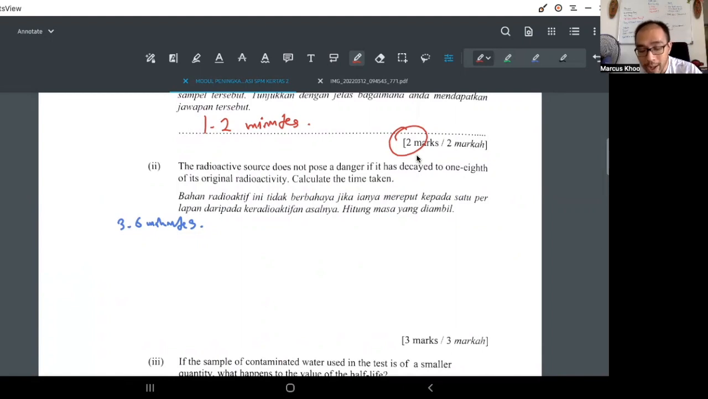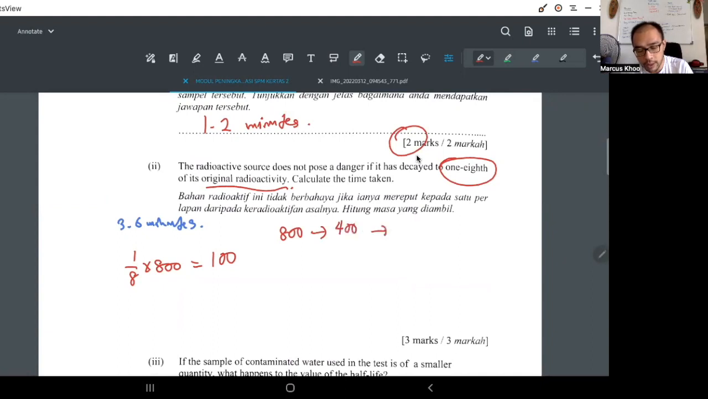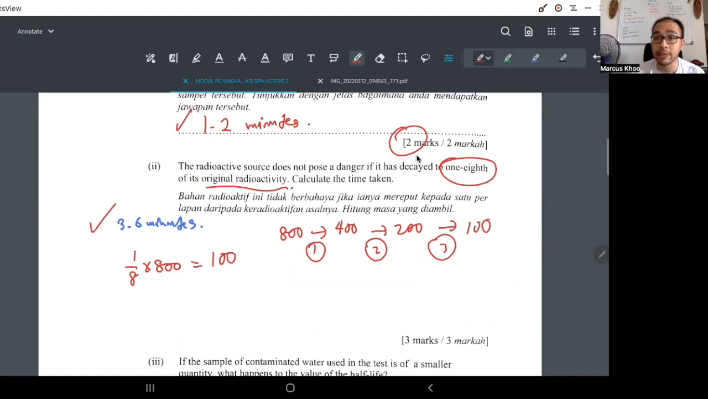So 1/8 of its original activity, radioactivity is 1/8 times 800. So we want to go to 100. And 1/8 of 800 is 100. So we start with the same thing, 800, and then we divide our way until we get 100. So 400, 200, 100. So it's 1, 2, 3 half-lives. So if 1 half-life is 1.2 minutes, 3 half-lives will be 3.6 minutes.